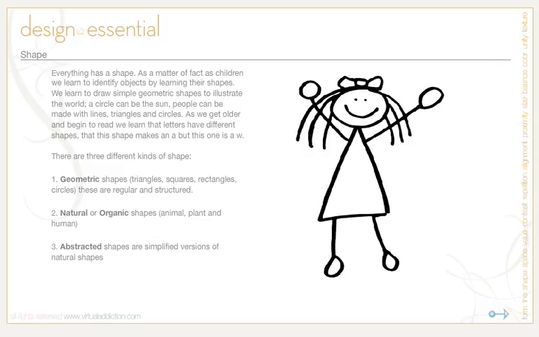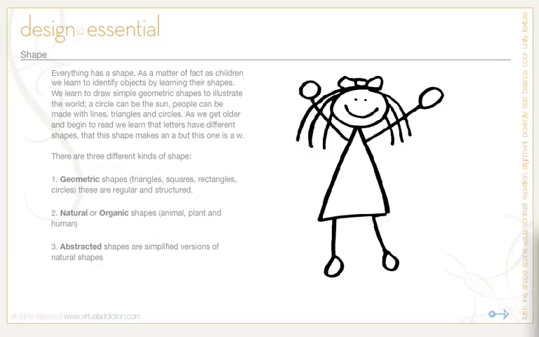Geometric shapes are what you probably think of when you think of the word shape. These are things like circles, rectangles, octagons. These are regular and structured. They make great building blocks for design. Geometric shapes are also considered pure in form, the absolute basic underlying visual representation of an object.